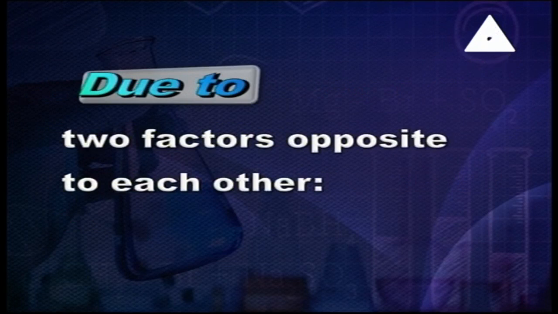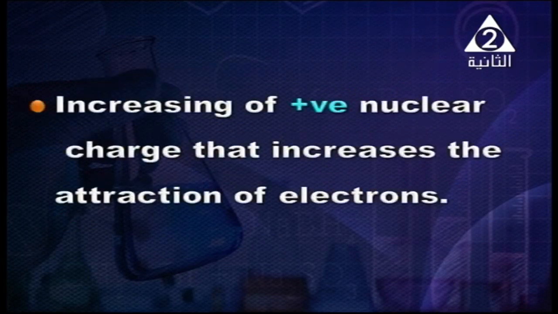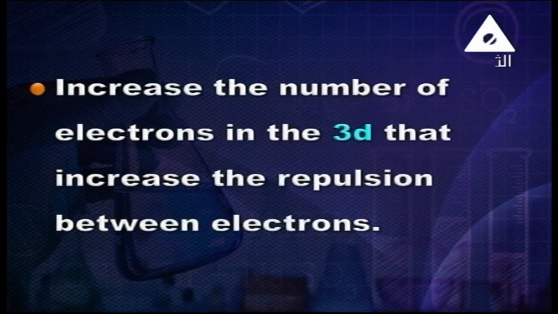This is due to the two factors that are opposite to each other. Increasing positive nuclear charge increases the attraction force on electrons, while increasing the number of electrons in the 3d sublevel increases the repulsion force between the electrons.